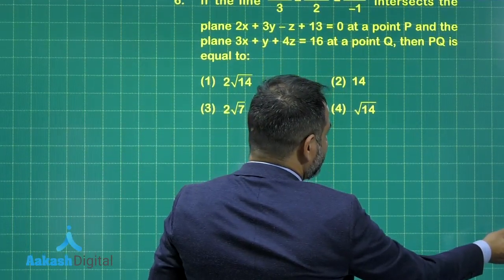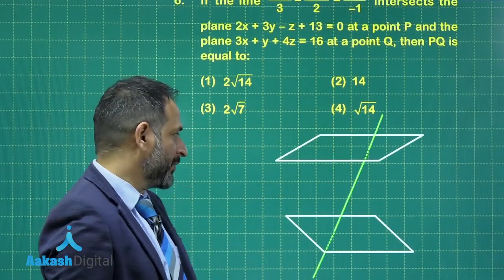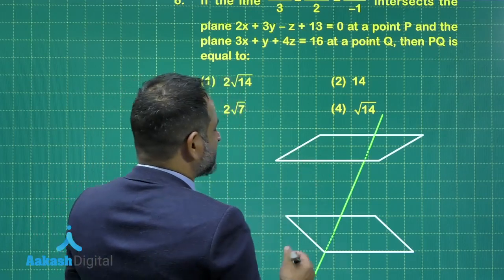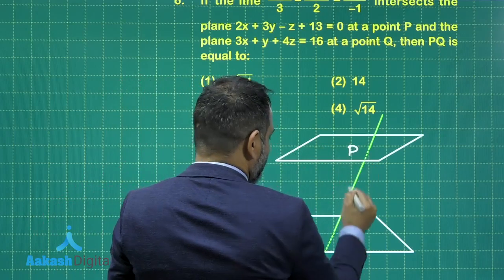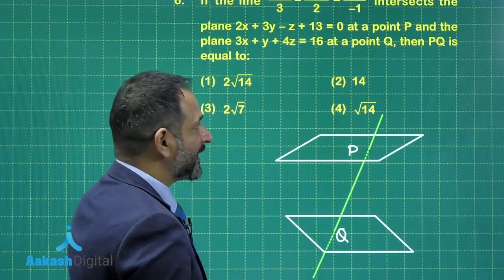What is the figure we are having? So, this is the figure which is actually telling you about the entire problem. This is the first plane where the line is intersecting at P, and this is the second plane where the line is intersecting at Q.